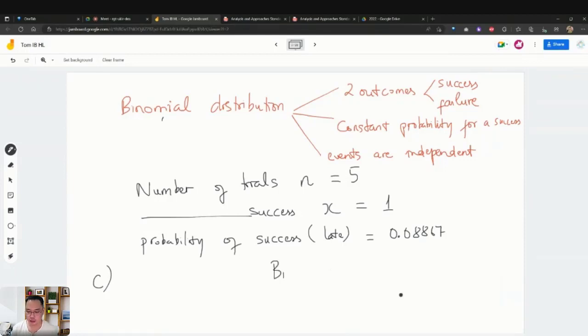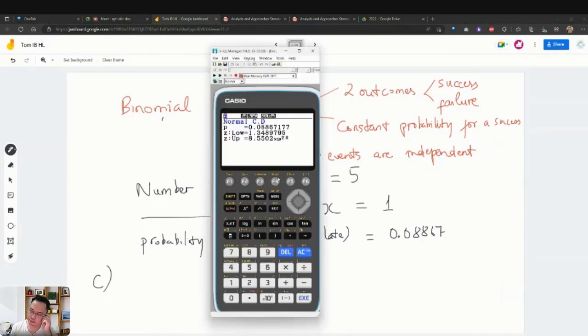But which one? PDF or CDF? Menu, statistics, distribution, binomial. Similar to the normal distribution, we have the two functions PDF and CDF. PDF, similar to normal distribution, is to find the probability of getting exactly one single value, the probability of being late exactly one time among 5 days going to work. So PDF is the one we would use for this kind of question.